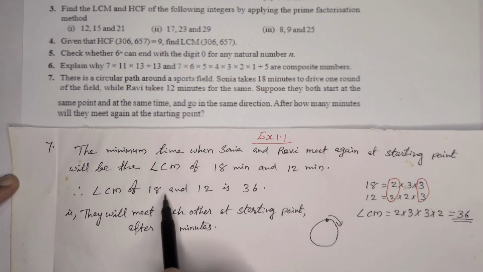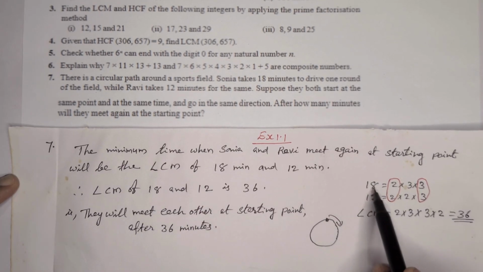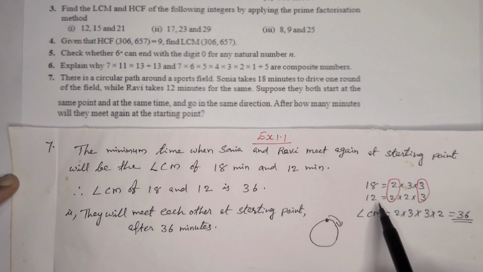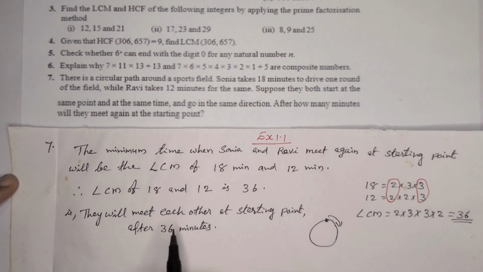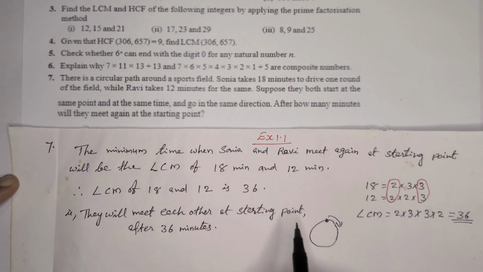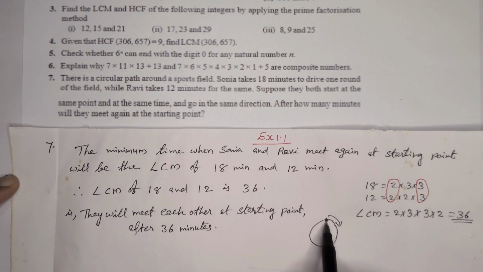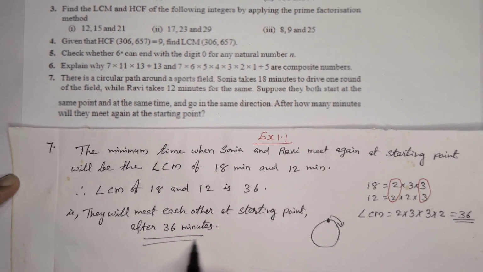Which means we have to find the LCM of these two numbers, 18 and 12. 18 we can write as 2 into 3 into 3. 12 is 2 into 2 into 3. Prime factorization. Then LCM is equal to 36. So we can write they will meet each other at the starting point again after 36 minutes.